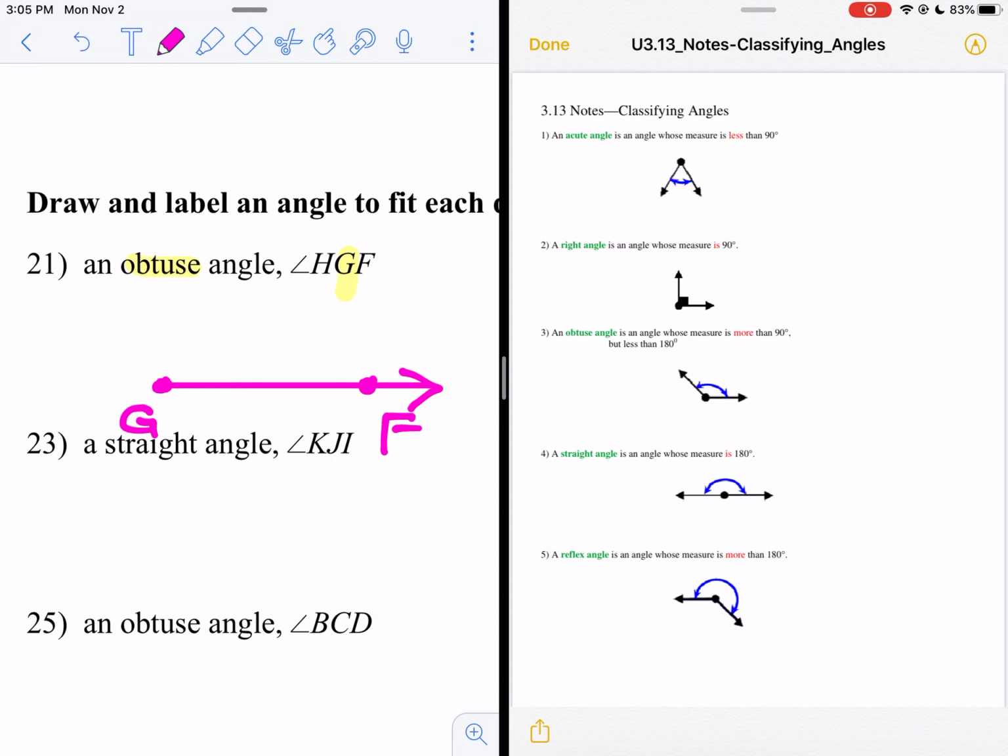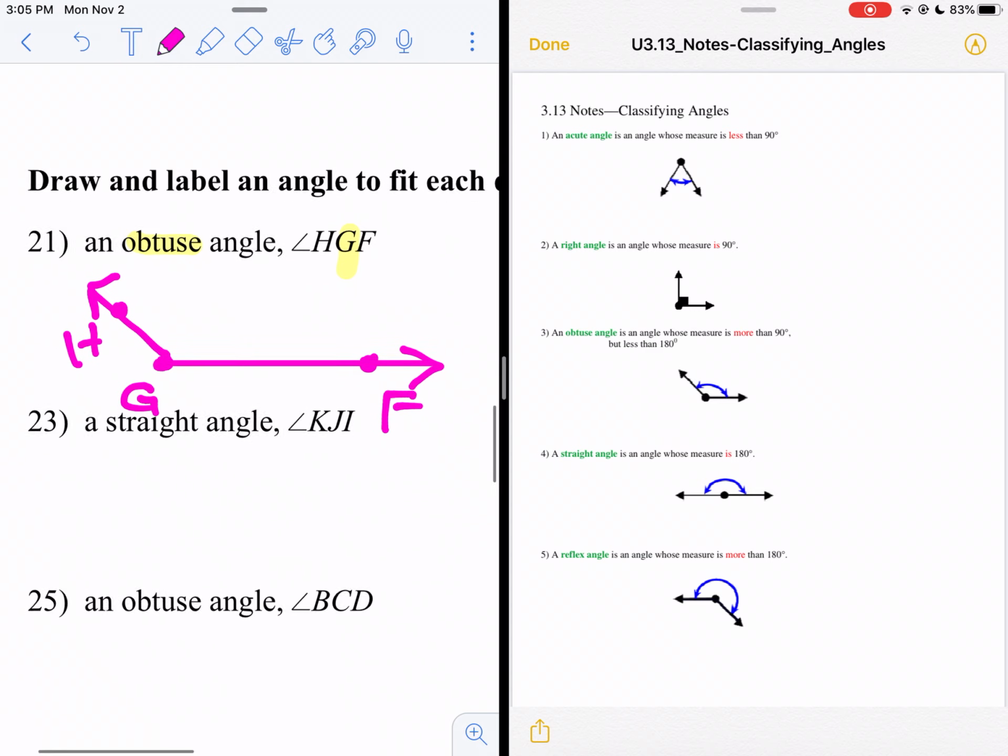And then I want something bigger than 90, so I'm going to go that way, and I'll just call this H. So this is angle HGF, which is an obtuse angle. We don't know how big it is, but we know it's bigger than 90, and that's how it looks. The fixed point has to be G. H and F can switch places, but G must be in the middle.